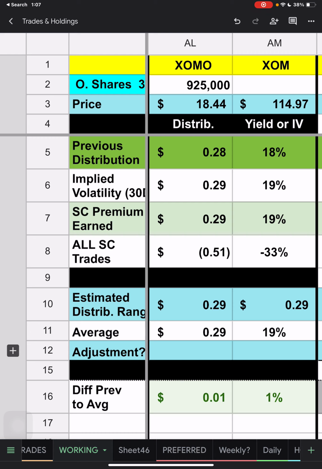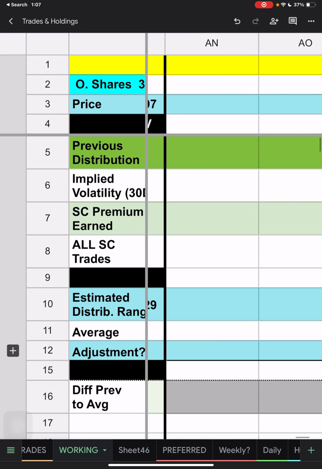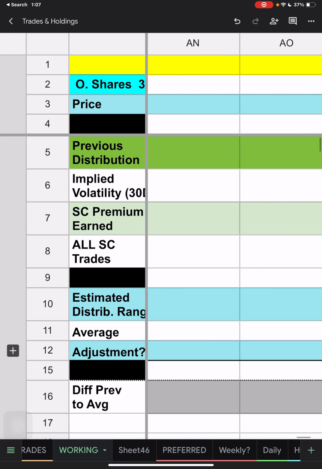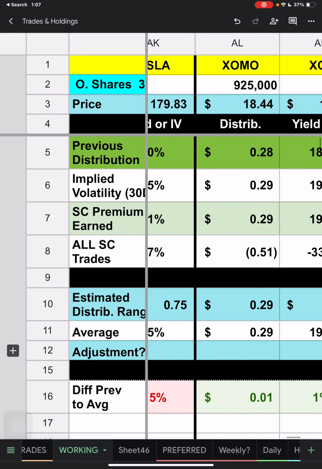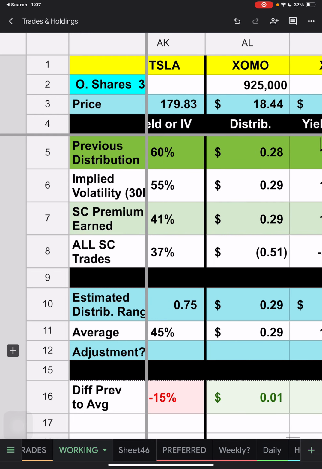But anyway, guess what? Our estimated range is 29 cents to 29 cents. Therefore, our average is 29 cents. And last month's distribution was 28. With 4 trading days left, I don't know, maybe we can squeeze out a couple more cents here. But we will see. And thank goodness for you, and thank goodness for me, that was the last one.